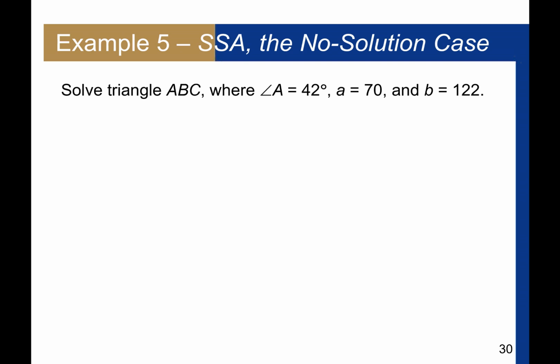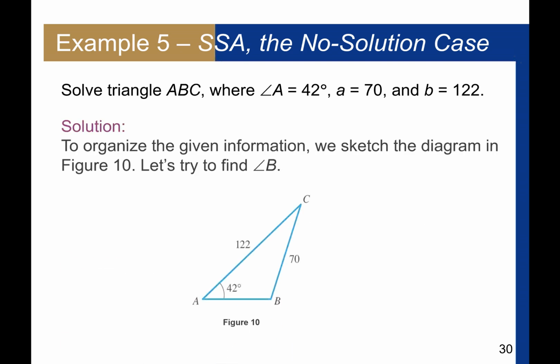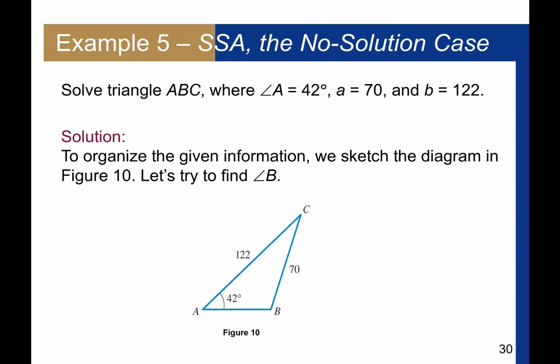Again, these guys are terrible with spoilers. I said there's a possibility you could get one solution or two solutions, or, well, what happens when there's no solution? How can we tell that's coming? The measure of angle A is 42, length of side A is 70, the length of side B is 122. Okay, so here's a rough sketch.